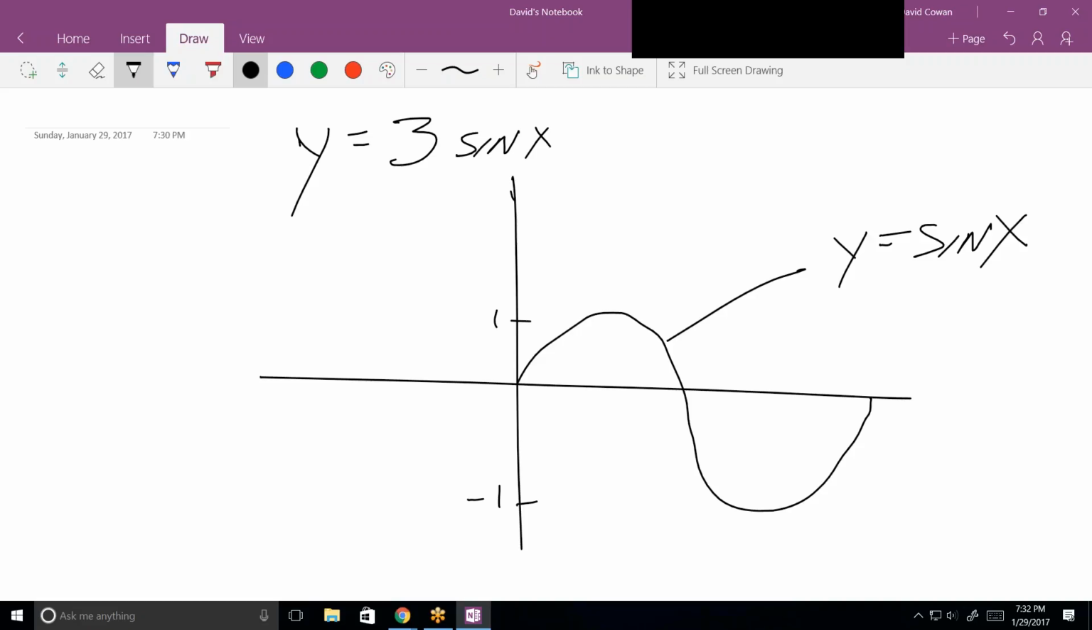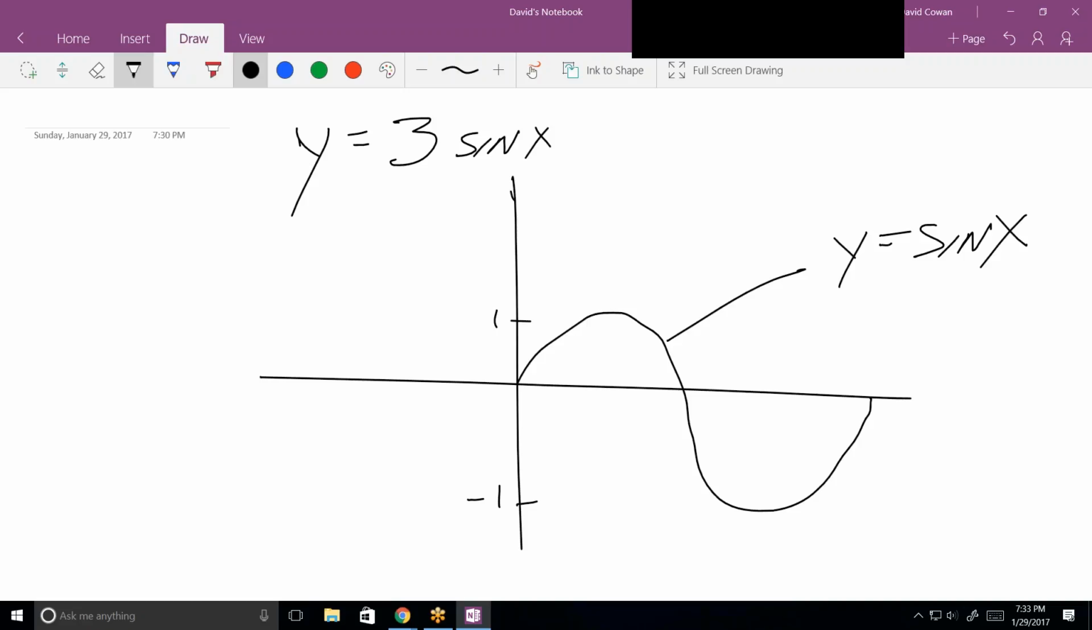A horizontal compression. First of all, that number is outside the function. Agreed? It's not the sine of 3x, it's 3 times the sine of x. Right. So the fact that it's outside the function means it's a vertical transformation. All verticals, including reflections, are outside the function. All horizontals are inside the function.